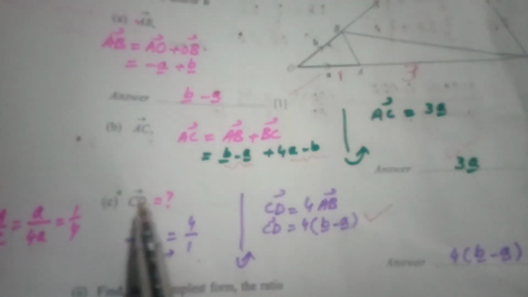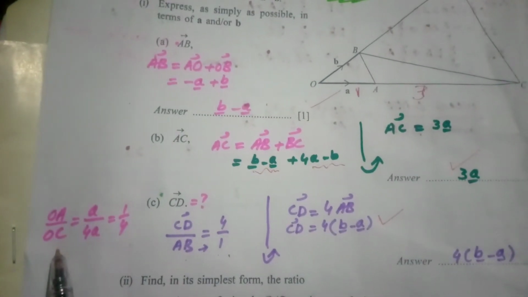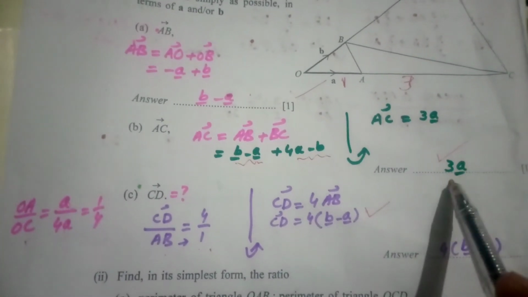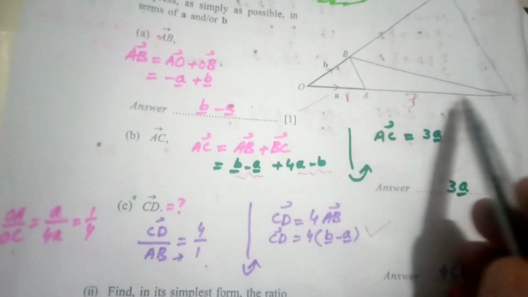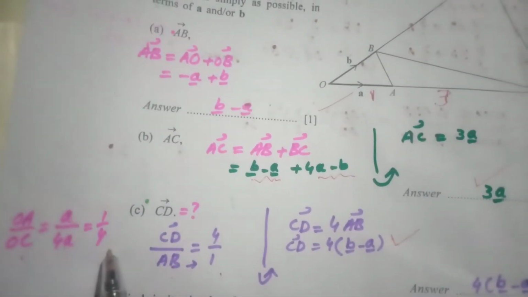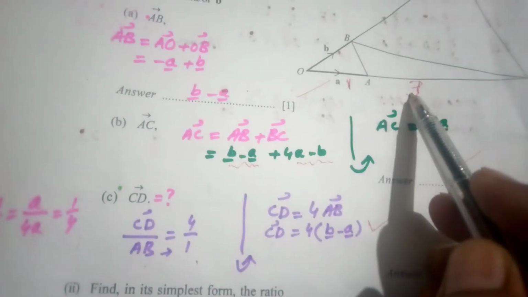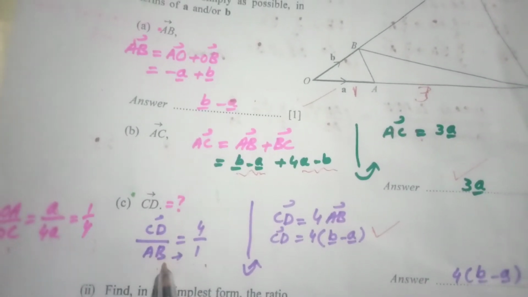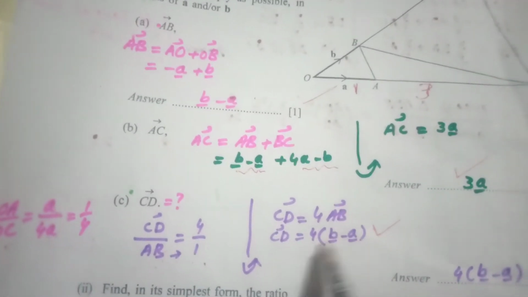Now for the C part, CD you have to find out, but remember OA over OC. OA we got A, and OC is 4A, that is 4 times A. So when A is cancelled out, the ratio will be 1 upon 4. So you can use 1, and the total will be 4, so this will be 3. For CD, the ratio of CD upon AB will give you 4 by 1, and AB will be multiplied by 4, so the answer will be here.